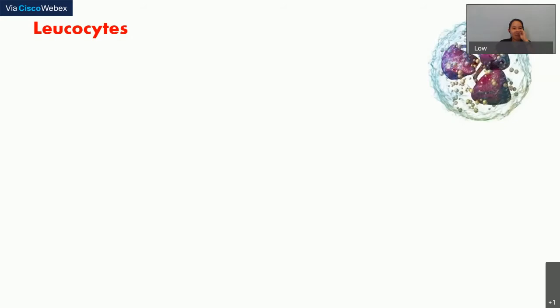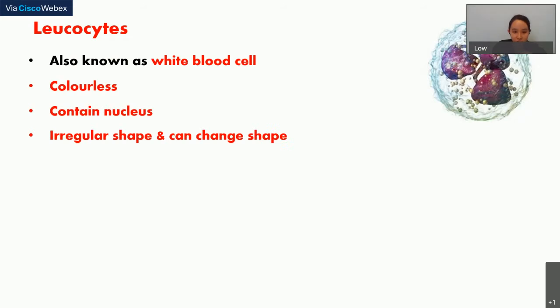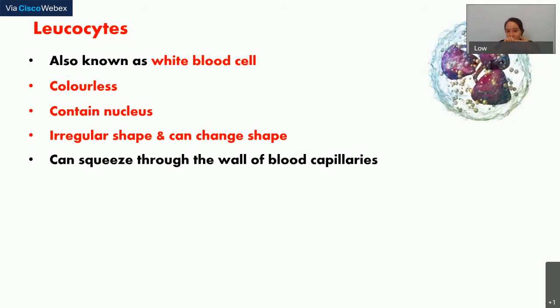So next, we'll be talking about leukocyte. What is leukocyte? Leukocyte is the white blood cell, which is colorless and also absent of hemoglobin. Remember? So it's different. It contains a nucleus, but not in erythrocyte. It is an irregular shape that can also change its shape to squish through your blood capillaries.